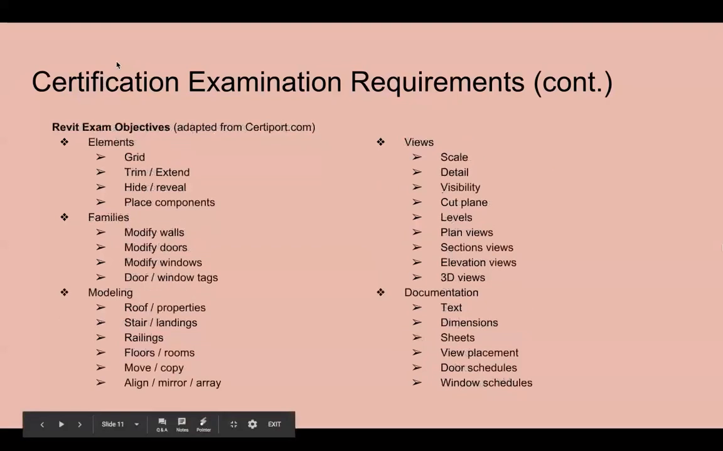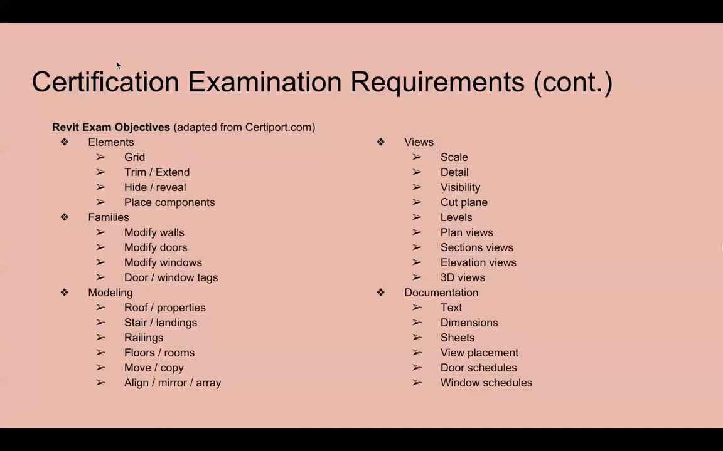So our Revit exam objectives are going to look at elements, grid, trim, extend, how to reveal, how to place components of features, modify walls, doors, windows, and door and window tags. In this family, this is how we're going to filter into our documentation of our door schedules and window schedules, as you'll see at the bottom right of the screen.